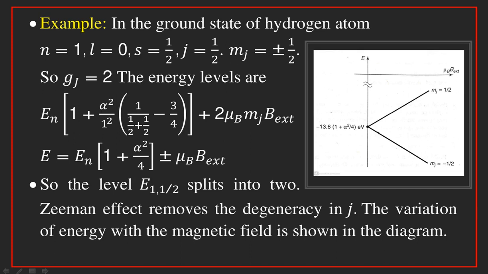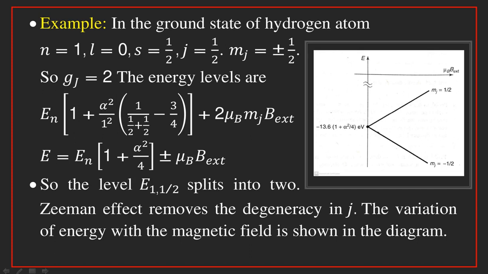Mj can have two values. Mj is equal to plus or minus half. Mj can take values from minus j to plus j, so minus half and plus half. So we can calculate Gj, which will be 2. The energy levels are En into 1 plus alpha square by n square into (1 by (j plus half) minus 3 by 4), here j is half, plus 2 mu b into mj into b external. So it becomes En into 1 plus alpha square by 4, and 2mj becomes plus or minus 1, that is plus or minus mu b into b external.